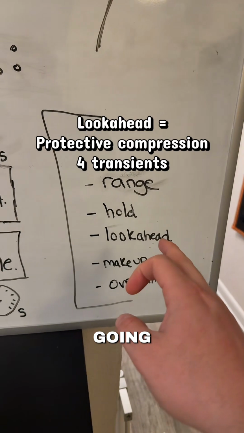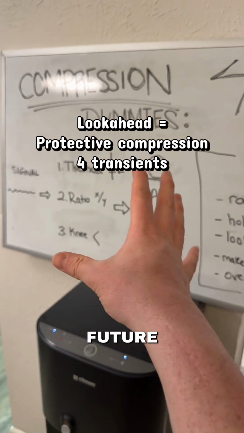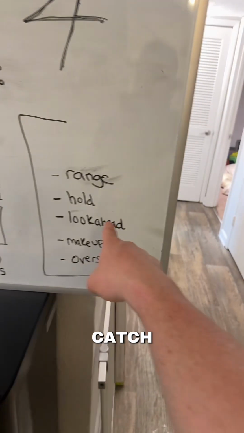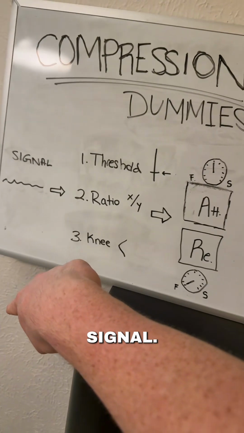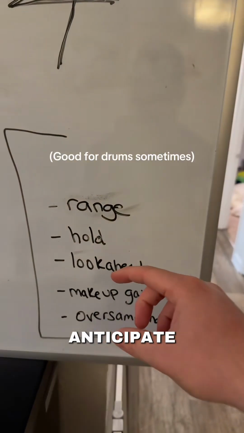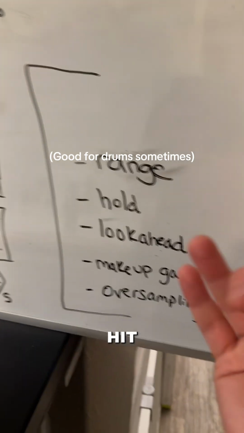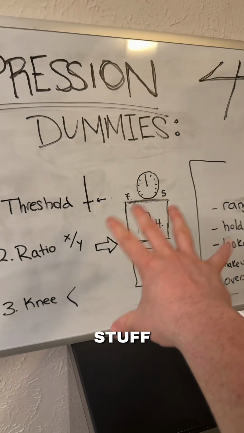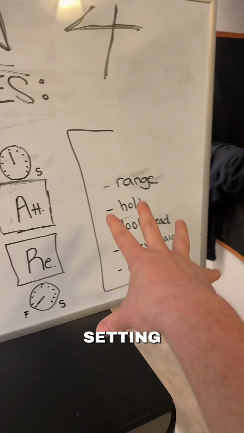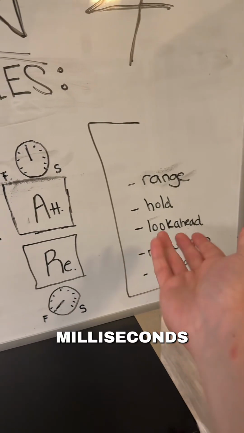Look ahead is going to be a kind of predicting the future algorithm for these plugins. It's going to catch sharp transients a certain amount of milliseconds ahead of the signal. The compressor is going to anticipate maybe a sharp drum hit and capture it before this stuff would catch it. If you have a setting for maybe 3 or 6 milliseconds of look ahead.